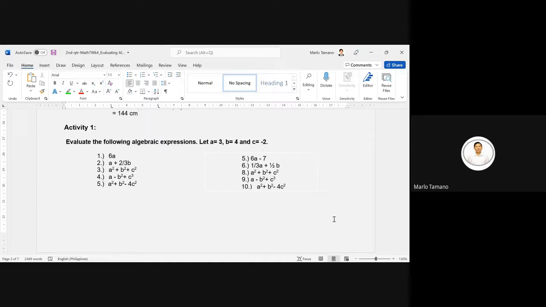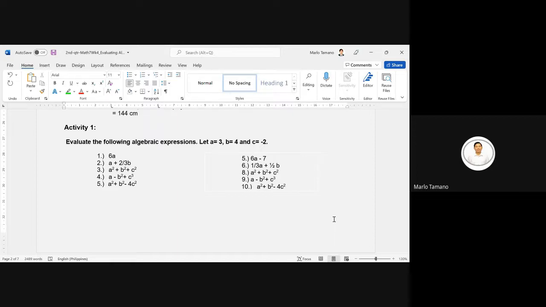We have 4. Tapos, negative 2 squared is 4. Ang sagot? 41 po. Bakit siya 41? Ulitin ko.